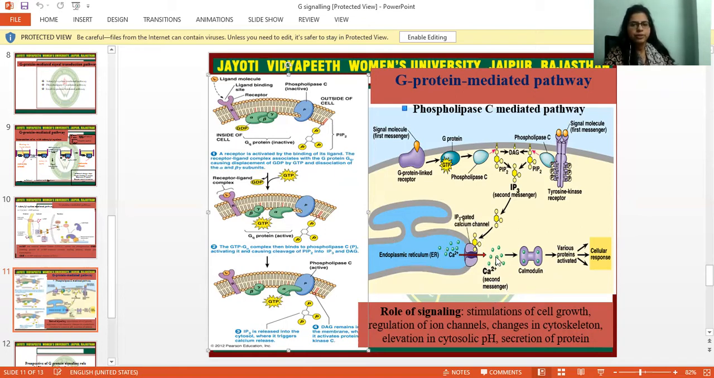These secondary messengers further, 4 molecules of the calcium ion, bind to the calmodulin. After the activation of this calmodulin, it activates various proteins and further goes for the cellular responses. So that's how phospholipase C mediates the signaling pathway. What is the role of the signaling? It stimulates cell growth, regulates the ion channels, changes the cytoskeleton, elevates the cytosolic pH, and causes secretion of proteins. So these are the cell events which happen after the signaling completion.